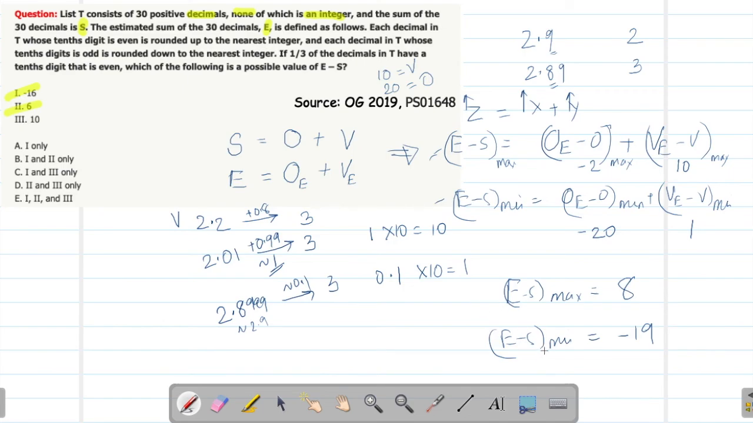This is the range. Now let's look at the answer choices, and you can see that only minus 16 and 6, which are already marked here, are the only answer choices that lie within this range. 10 is outside. Minus 23 would have been outside as well. Minus 20 would have been out of this range as well.